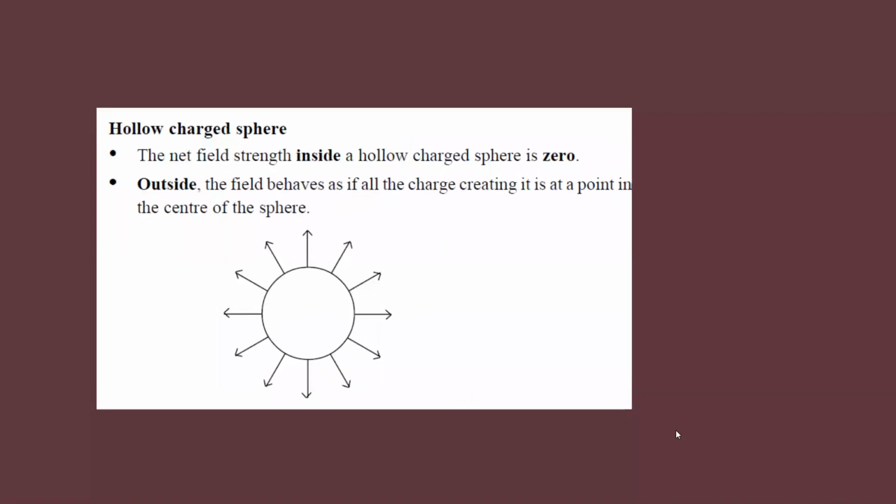So if we have a hollow charge, what's the meaning of hollow charge? It means like you have a sphere and the surface of the sphere is charged. In this example, it is positively charged, as you can identify that the field lines are pointing out. Inside there is no charge, so the net electric field strength inside the hollow charge is zero. If I place an electron, this electron will not move anywhere due to the electric field strength, because inside there is no electric field strength.